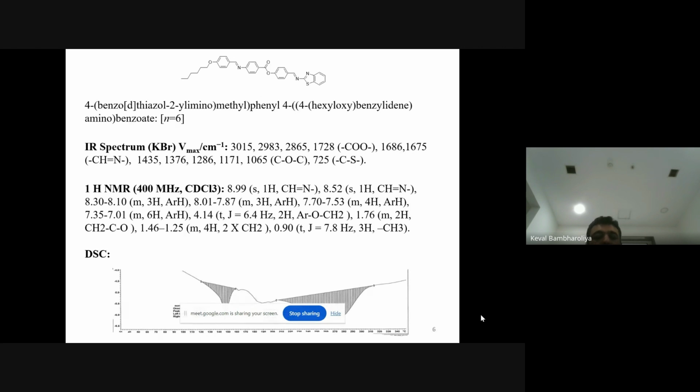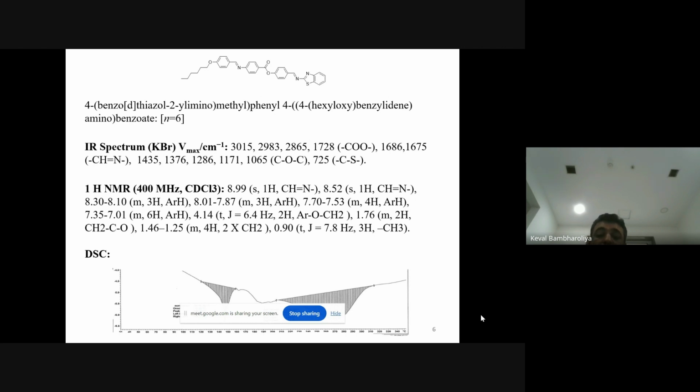And in NMR, one proton at 9 is a singlet of azomethine, and another one at 8.52 is of another azomethine moiety. At 8.30 to 8.10, that is a multiplet of 3H. 8.01 to 7.87, that is a multiplet of another 3H. 7.70 to 7.53, multiplet of 4H aromatic hydrogen. 7.35 to 7.01, that is a multiplet of 6H aromatic hydrogen.